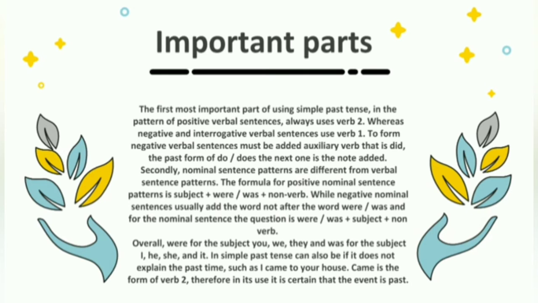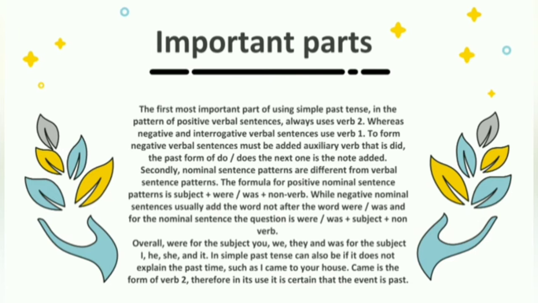Important parts in simple past tense. The first most important part of using simple past tense is the pattern of positive verbal sentences, which always use verb 2, whereas negative and interrogative verbal sentences use verb 1. To form a negative verbal sentence, the auxiliary verb did, the past form of do or does, must be added. The next one is not added.